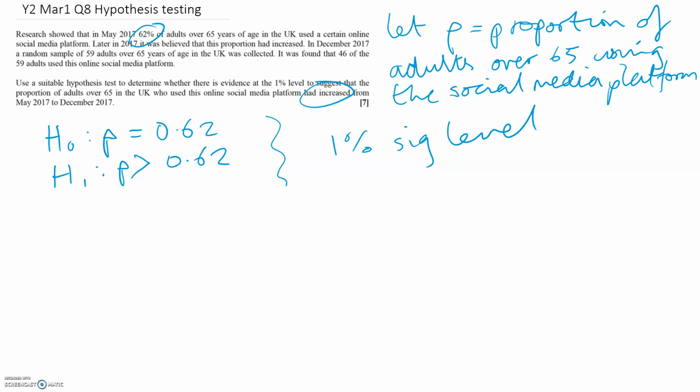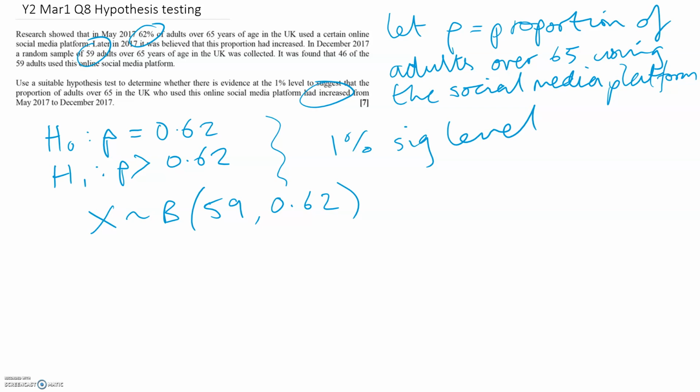Now, if you look at this question, it's going to be a binomial distribution. Either someone uses the social media platform or they don't. The number of trials, it says the sample size is 59, and the proportion we're assuming is 0.62, although we're testing to see if that's changed.